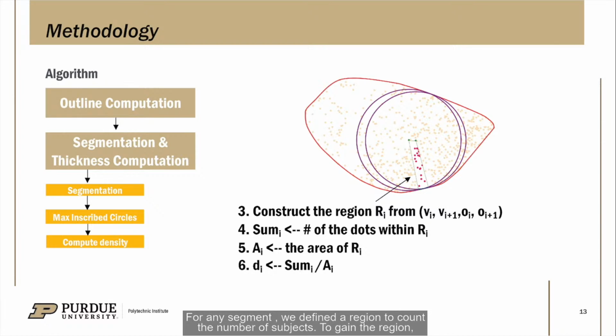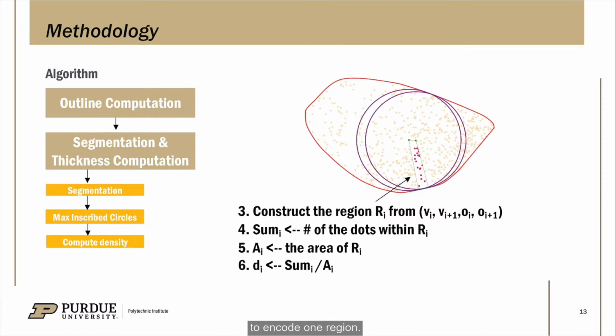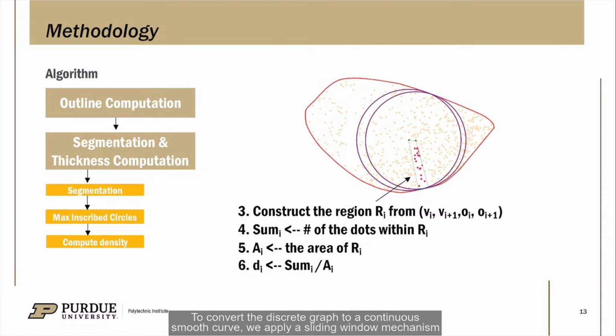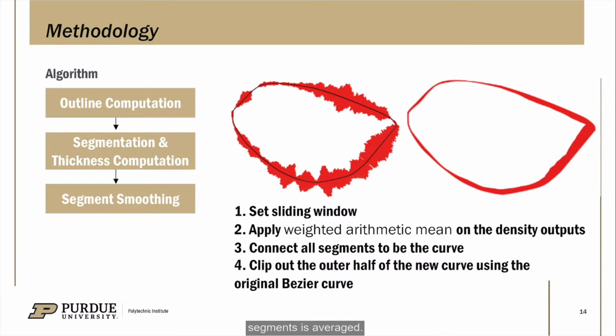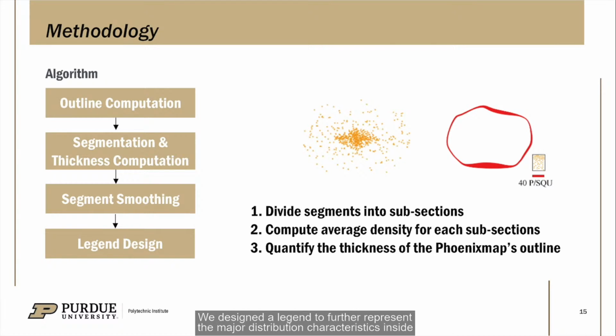To gain the region, we first compute the maximum inscribable circle and use the 2 adjacent inscribable circles to encode one region. To convert the discrete graph to a continuous smooth curve, we applied a sliding window mechanism to smooth the zigzag segments. After this transformation, the width of the neighboring segments is averaged. We designed a legend to further represent the major distribution characteristics inside the region and to help on quantitative estimation.